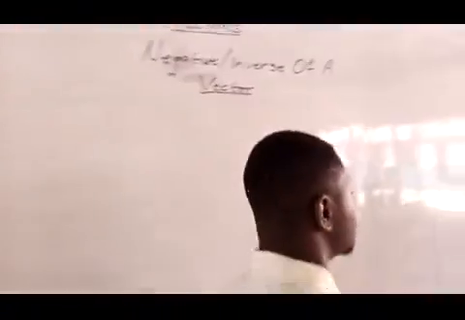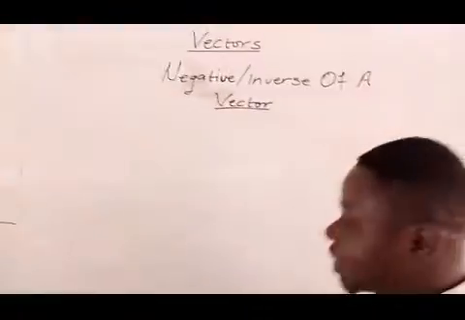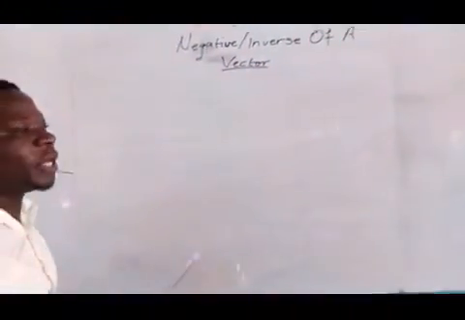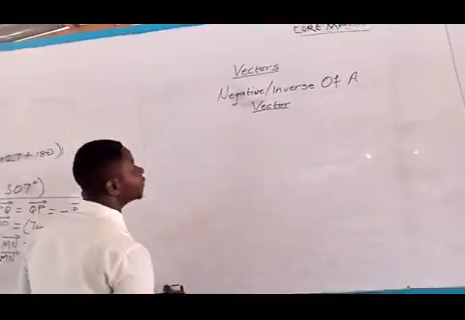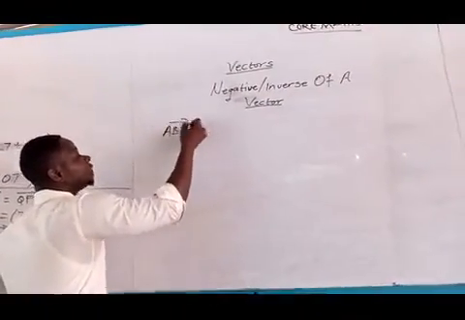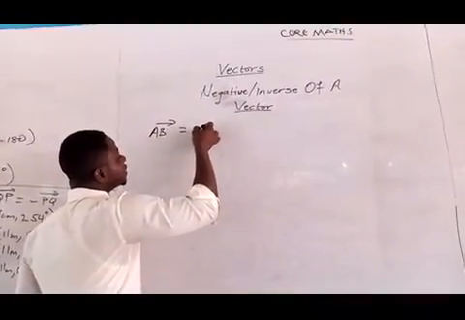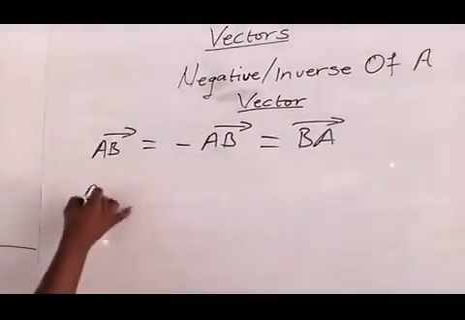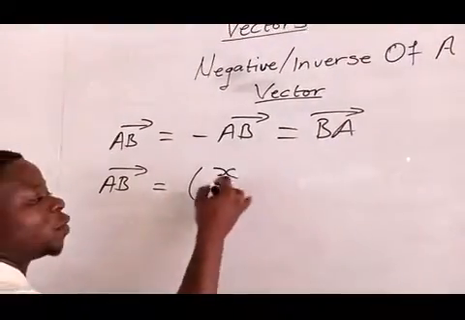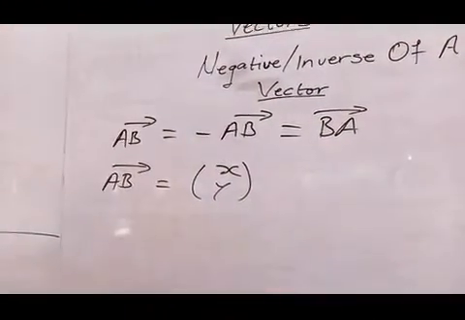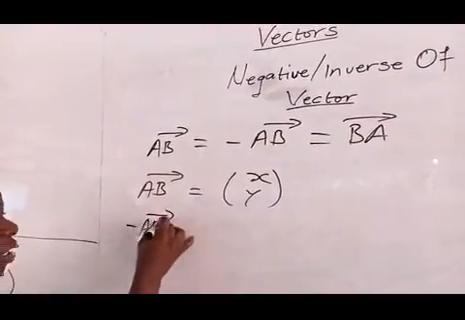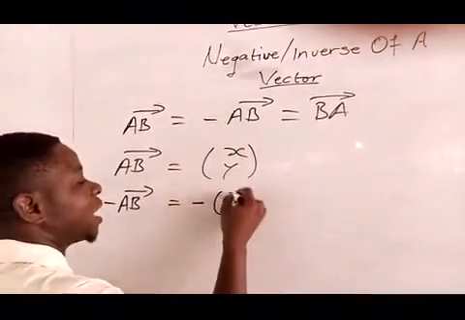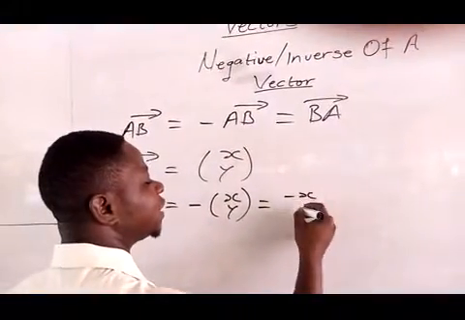Good. So with that understood, let's look at how to represent the inverse of a vector using the Cartesian component form. You know that with the Cartesian component form, you have AB to be equal to minus AB, and that is the same as BA. Now, if you have AB to be xy, then the inverse of it, which happens to be minus AB, just as we apply the negative to it, we are going to apply the negative to this too. So it's going to be minus into bracket xy, which will now become minus x minus y.